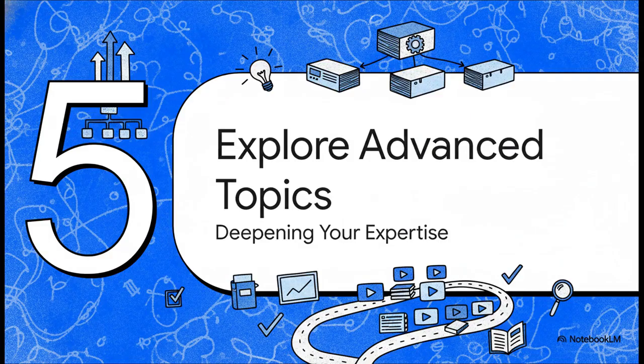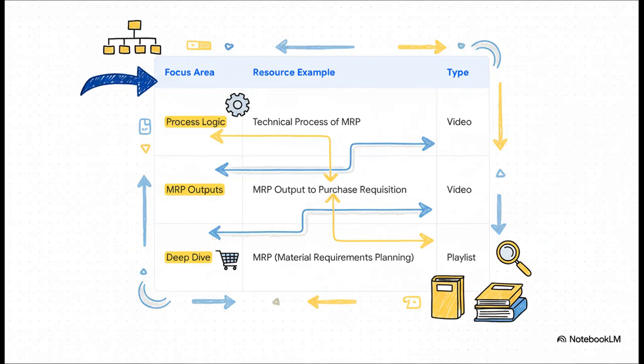So you've learned the theory, you've mastered the execution, now what? Well, for anyone who's ready to go even deeper and become a true expert, the final part of the guide is all about advanced topics. This is where you really get to look under the hood. The list includes resources that explain the technical logic that's happening behind the scenes during an MRP run. You'll find videos that show you how MRP outputs, like a purchase requisition, actually get created. And there are even more deep dive playlists to really dig into all the nuances. This is how you go from just using the tool to truly understanding it.